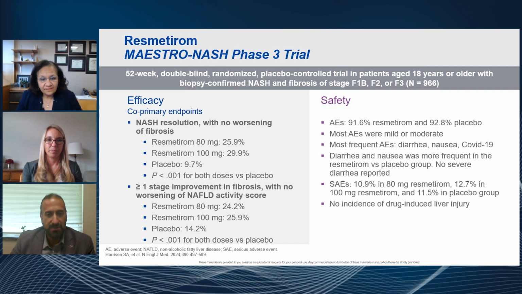And for NASH resolution, with the high dose resmetirom, that was achieved in 30% compared to, roughly speaking, 10% with placebo. So about 20% delta. This was statistically significant. And then for fibrosis regression with the high dose resmetirom, it was achieved in 26% versus 14% in placebo with the 12% delta.